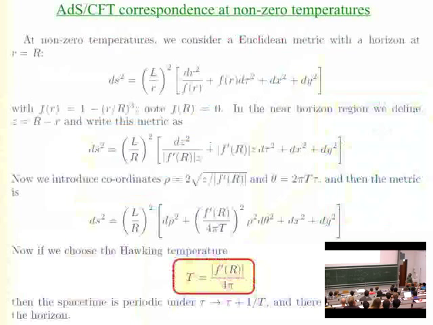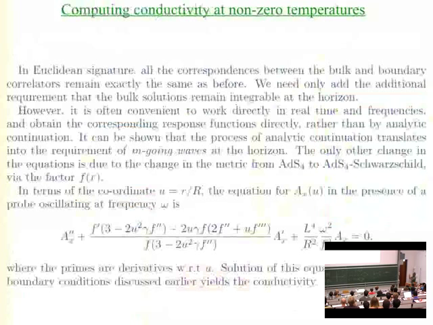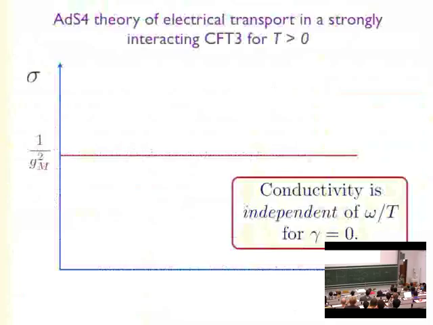So anyway, now you can again apply these rules to get the conductivity at finite temperature. The rules are the same, relating correlation functions in the bulk to the boundary, but now the metric is more complicated, and this is the kind of equation, if you want to get the frequency dependent conductivity, this is the differential equation that you, at the end of the day, have to solve. All right, so we went ahead and did that, and here are the results.